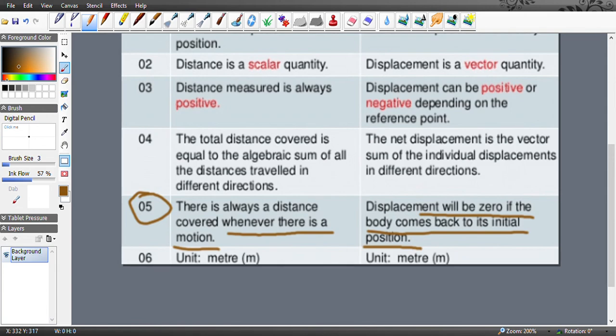But in reverse, displacement, for example, if a thing has started from this point, moved some distance, and come back to the same point, then the displacement will be 0.